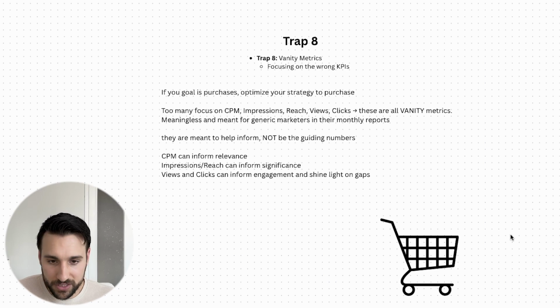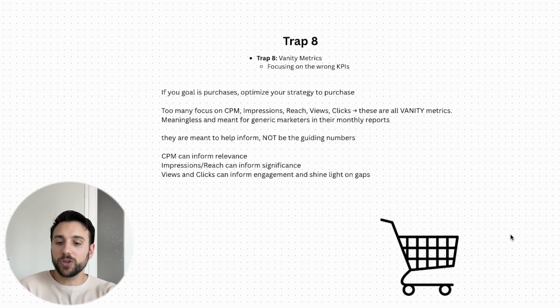Too many focus on CPM, impressions, reach, views, clicks. These are all vanity metrics, meaningless and meant for generic marketers in their monthly reports. They are meant to help inform, not be the guiding numbers for your campaigns and for your success. CPM can inform relevance, impressions and reach can inform significance, views and clicks can inform engagement and shine light on gaps. So what do gaps mean?